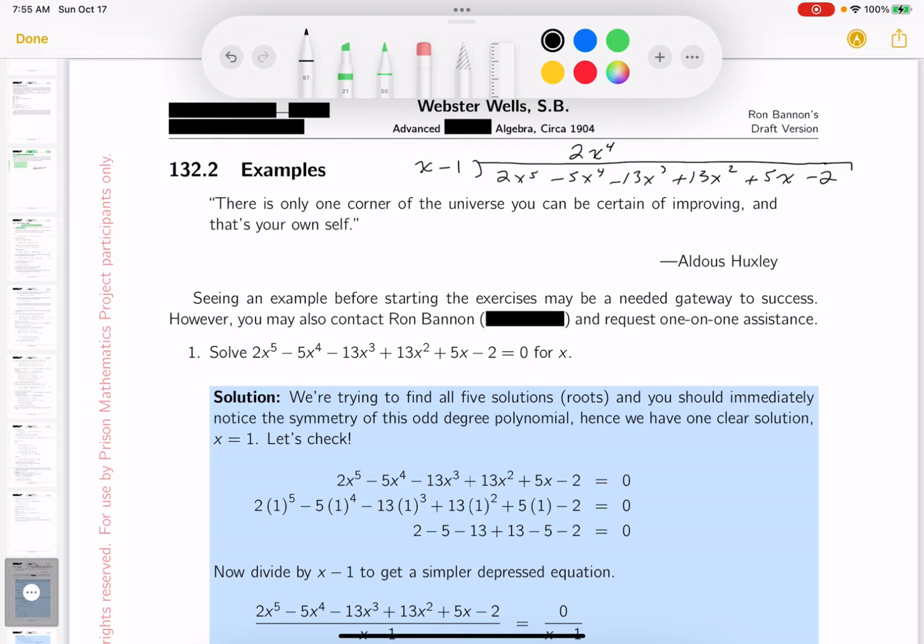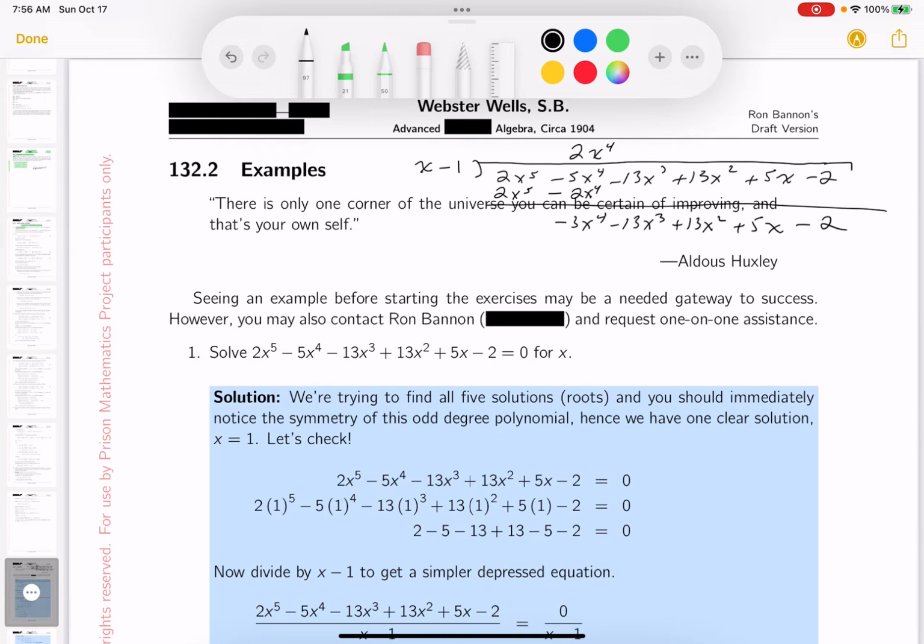What does that give me? 2x^5 minus 2x^4. Well, I'll put a little line here. I'm going to do my subtraction. And what do you get? You get minus 3x^4 minus 13x^3 plus 13x^2 plus 5x minus 2. Let me repeat this.